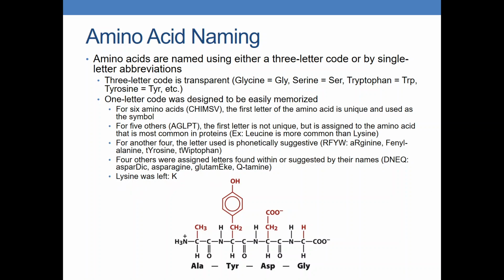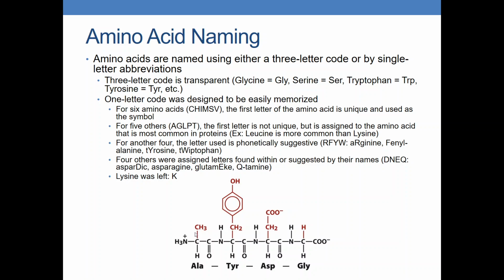So this whole naming system will be summarized for you a little bit later, but I want you to understand that for some of the amino acids, the one-letter code is fairly straightforward. It's the first letter or something that is phonetically suggestive, but not always. So there is some memorization here.